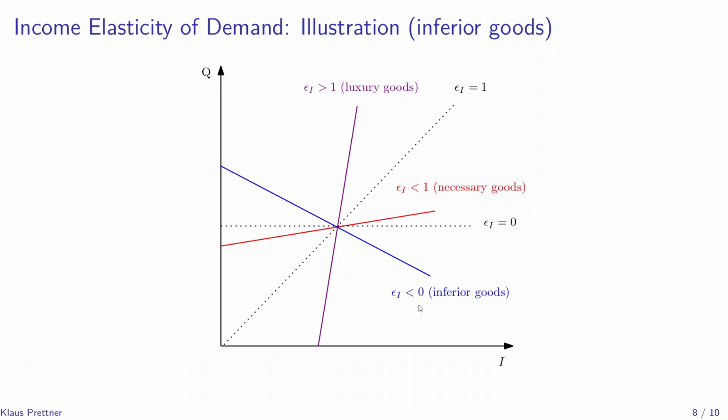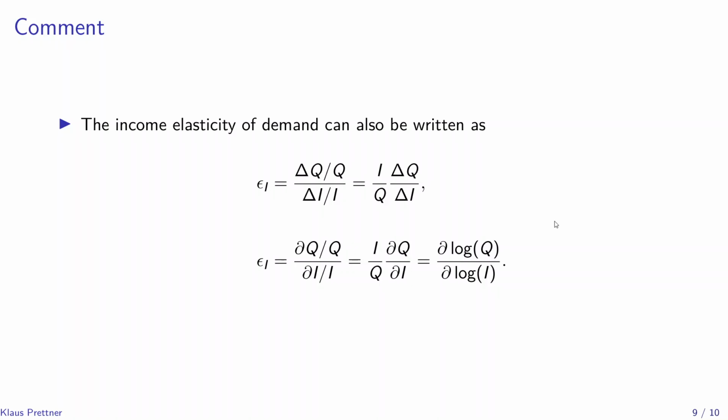And for inferior goods, the income elasticity of demand is negative. In this case, the line for inferior goods would be downward sloping here in the graph that plots the quantity on the vertical axis and income on the horizontal axis. So now we've seen the 3 possibilities for the income elasticity of demand for luxury goods, necessary goods, and inferior goods.